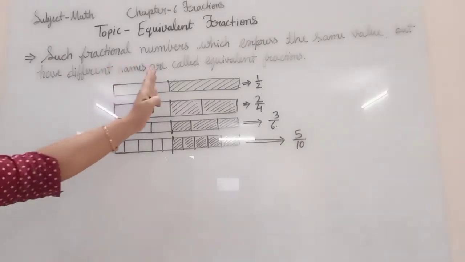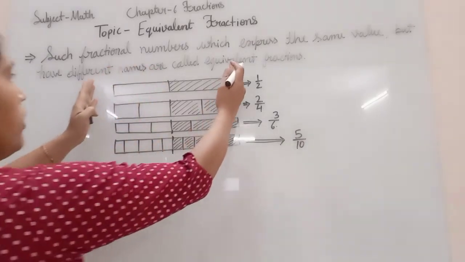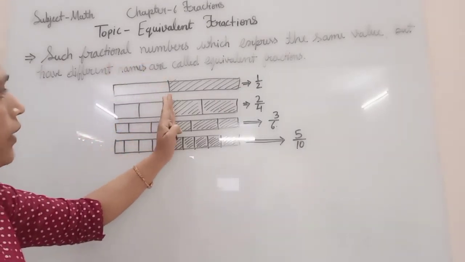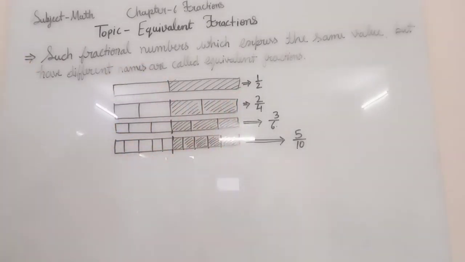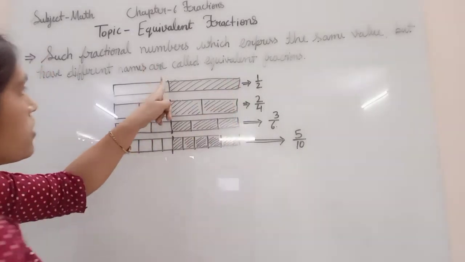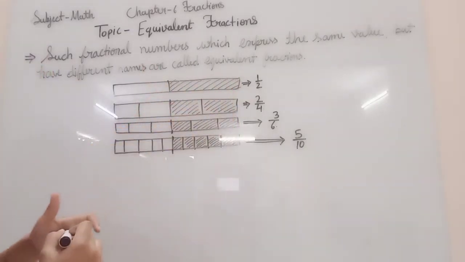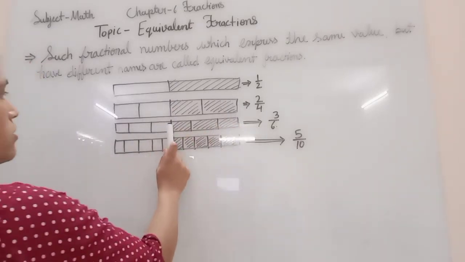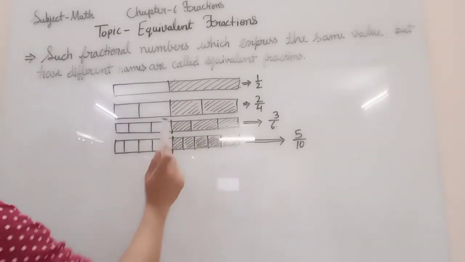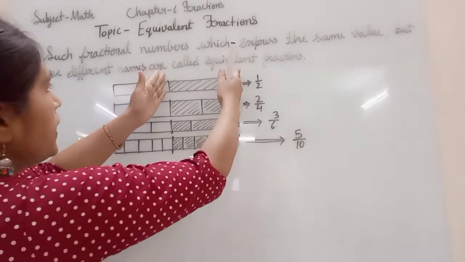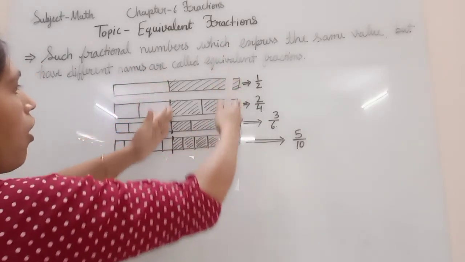See, if you are watching this image, all the strips are equal in size and half of each is shaded. How does it look? All are equal in size and half of this strip is shaded. For this strip also half is shaded. For this strip also, and for this strip also. Means the equal part is shaded in all the strips.